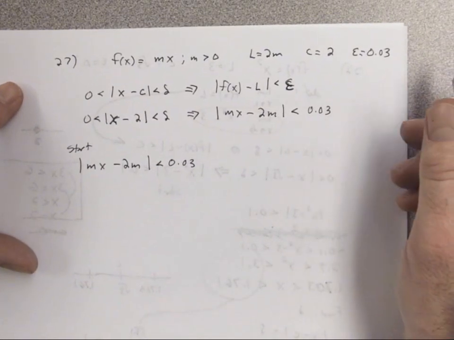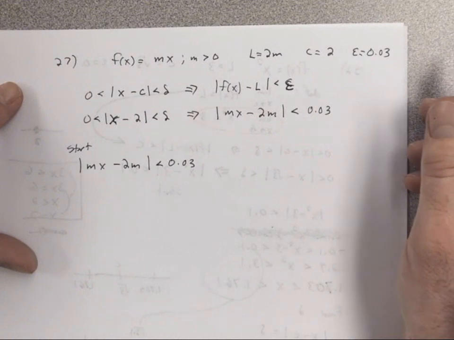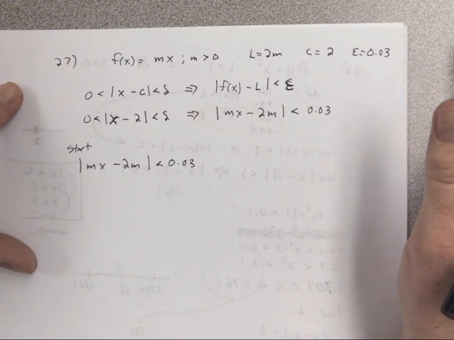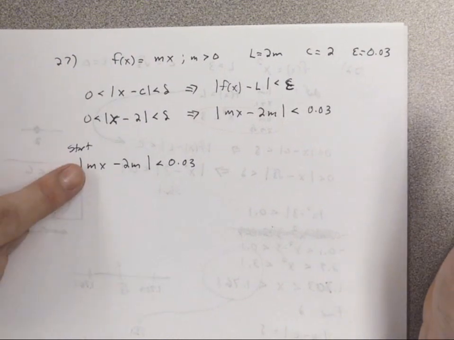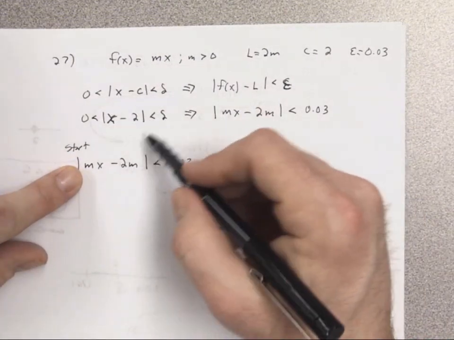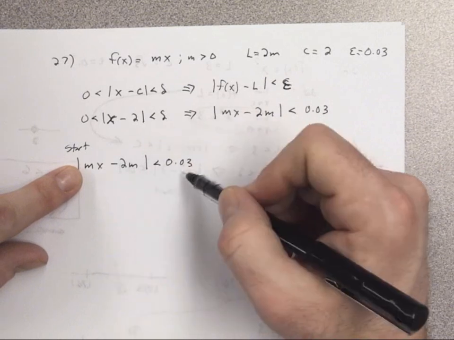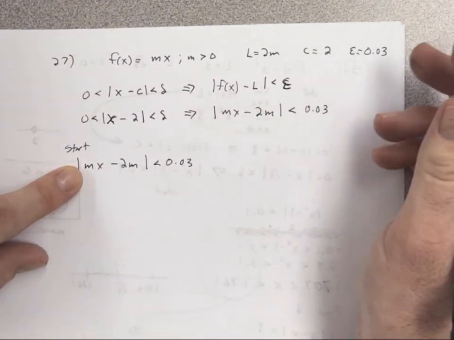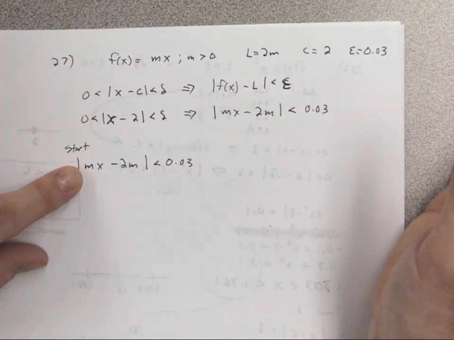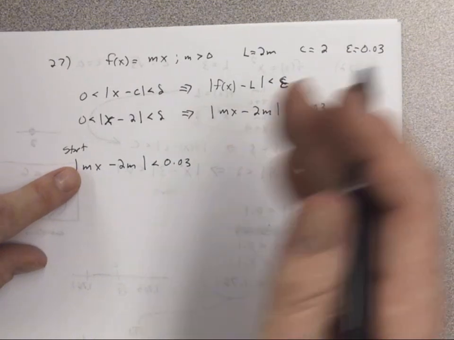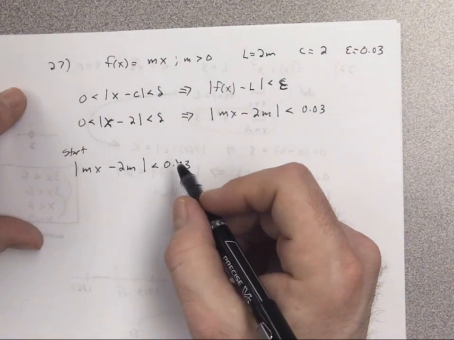I have a really quick way to solve for delta, and it only works with lines. You guys agree if I factor out m, I'm going to get the absolute value of x minus 2? And then if I divide by m, you're going to get the absolute value of x minus 2 is less than 0.03 over m. That's your delta. I can do it with lines. It only works with lines. But let's pretend we don't see it.